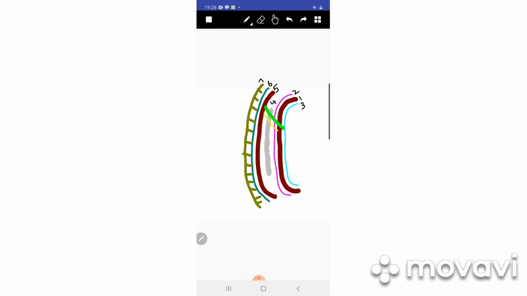Now, there are two important buccal nerves that you should know about. One is the buccal branch of the facial nerve, which is entirely motor. The other one is the buccal branch of the mandibular nerve, that is sensory, and this one pierces the buccinator to supply the skin over the cheek.